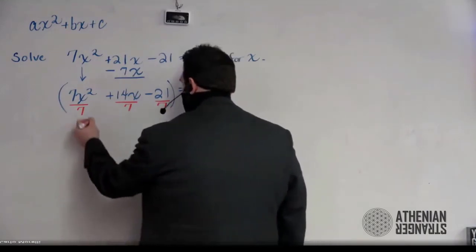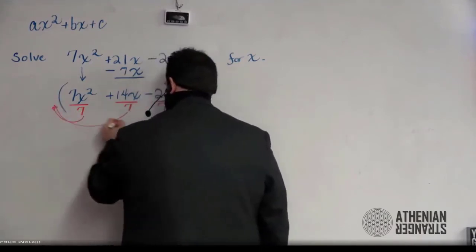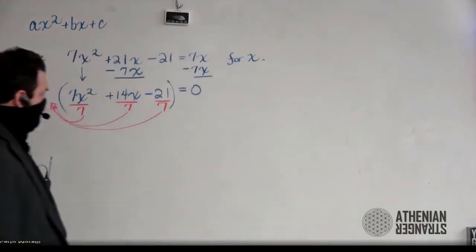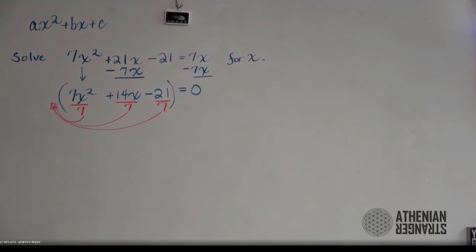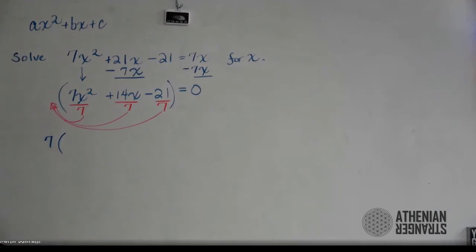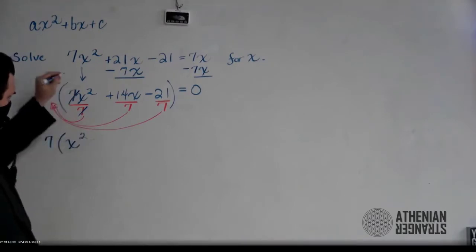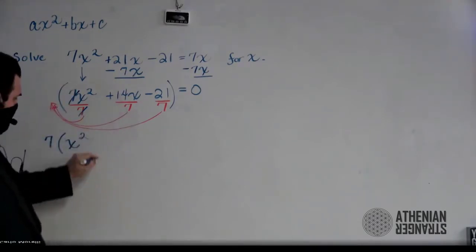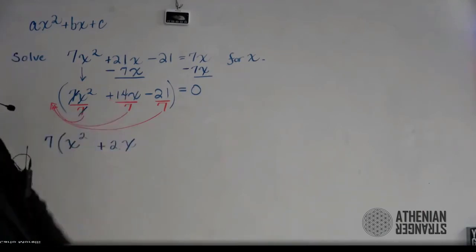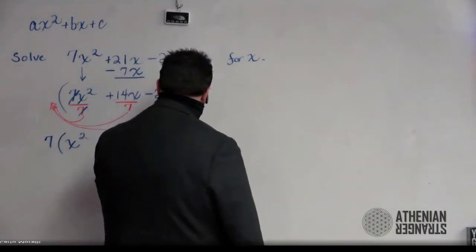Yeah, and what's actually happening is you're doing a reverse of distribution. You're pulling out the 7. So this is distribution in reverse. You're undistributing the 7. So now you're bringing that 7 back out here. And so these cancel, and you have x squared by itself here. And then 14x over 7 is 2x, so plus 2x. And then negative 21 over 7 is minus 3, equals 0.